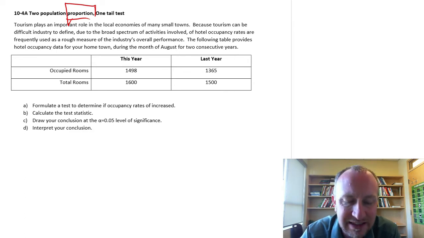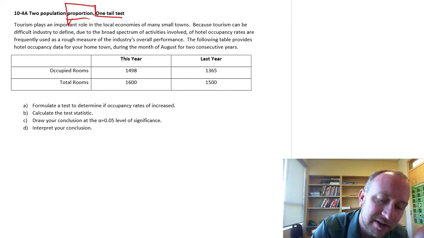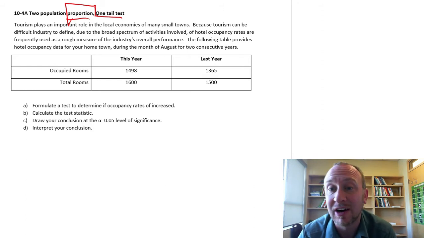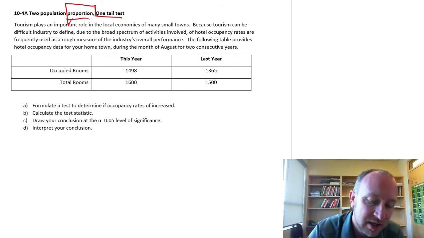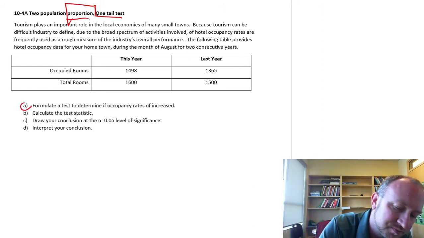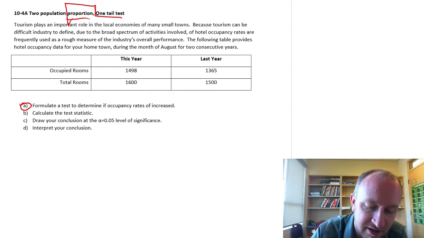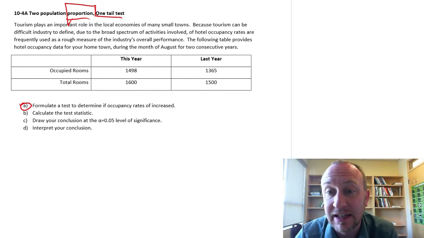Okay, the heading here told us we're doing a one-tailed test. How could we know otherwise if it wasn't just given? Well, there's usually clues somewhere. Here it says formulate a test to determine if the occupancy rates have increased.